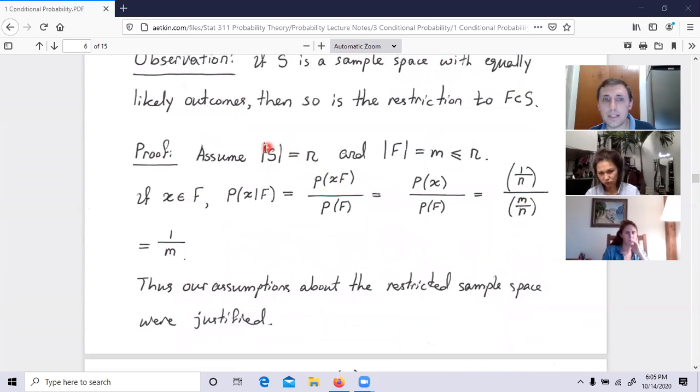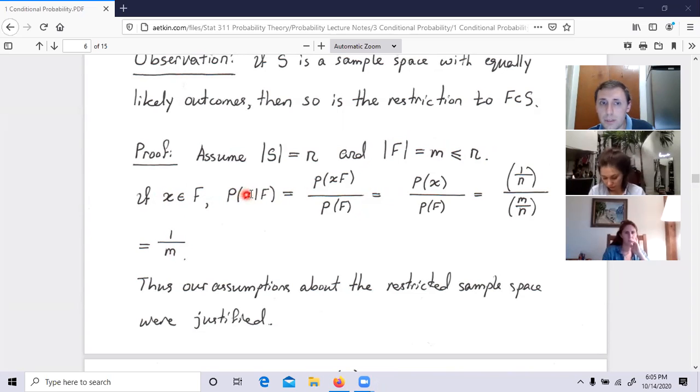So let's suppose that it's a finite sample space. It has only n elements, and F has fewer elements, possibly, maybe not n. Are there n or less? So if X is some particular outcome in F, I want to show that the probability of X given F is going to be the same regardless of what I pick. So it's going to be 1/m. That's my goal, to show it, right? Because if F has m outcomes, then the probability of X should be 1/m, if that's correct.